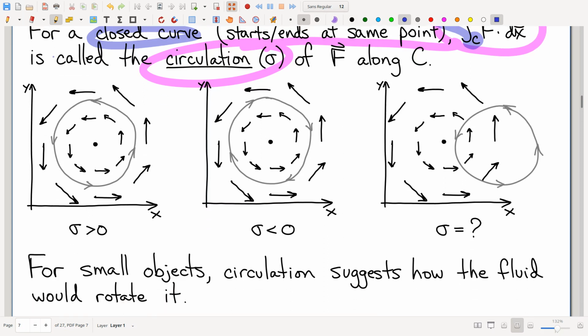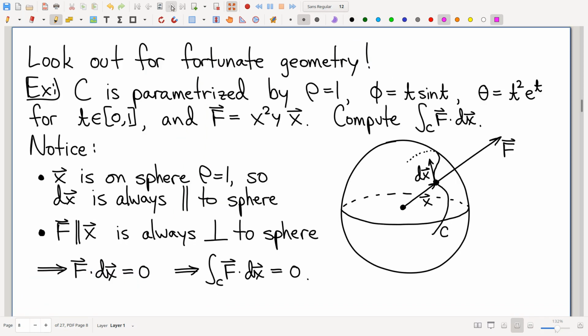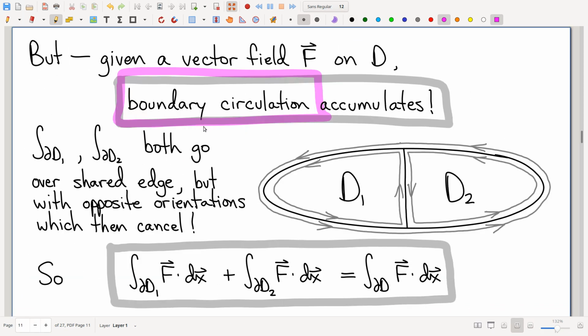You might even take the view that circulation is kind of, in a sense, measuring how the fluid is rotating-ish, kind of, sort of, in a way. Right? Or certainly, if there were something floating in this fluid, how would that floating thing be rotating? Okay. All right, so that's what circulation is, just as a reminder again. And again, I claim that it accumulates.